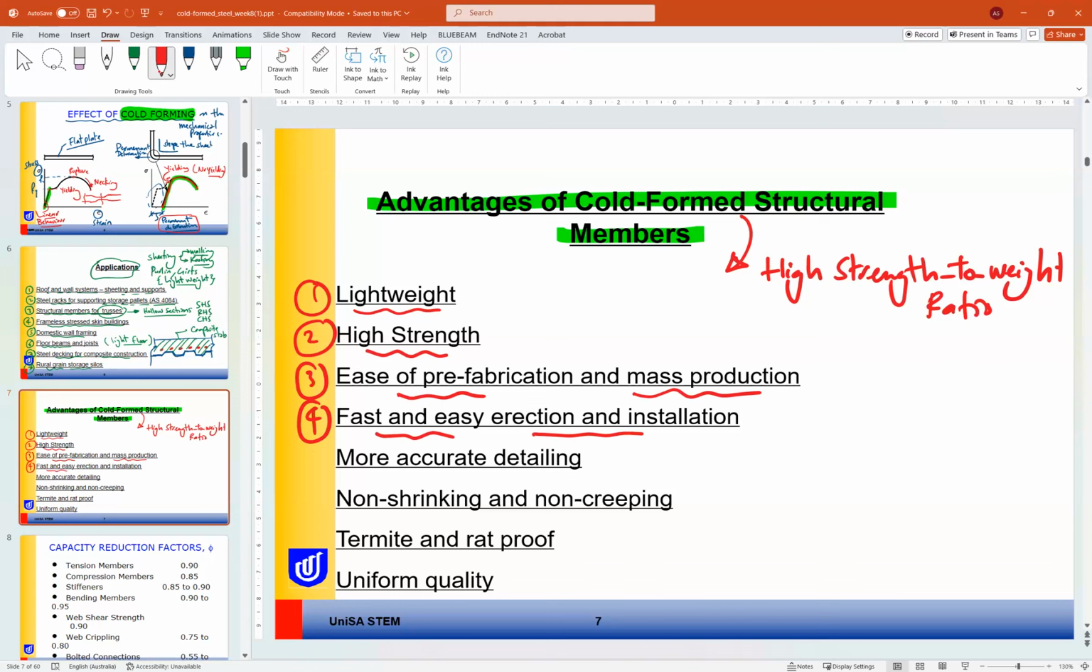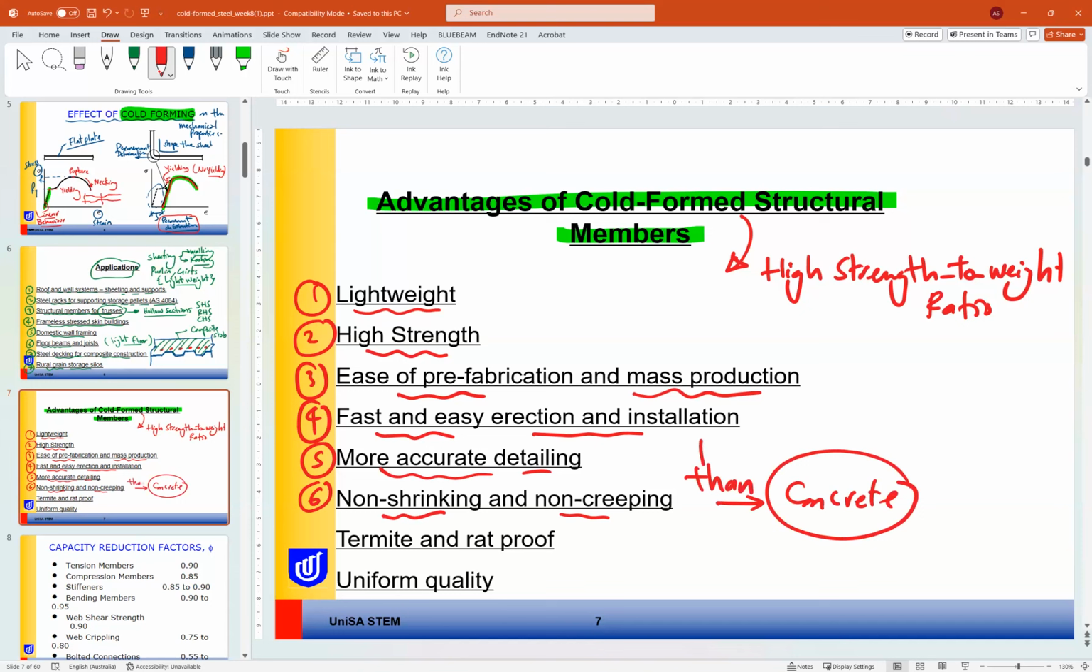Fast and easy erection and installation because of its lightweight, and also we can use fabricated holes and so on. So it is easy to erect and install in the sites. More accurate in detailing because it is cold formed. Non-shrinkage and non-creeping compared to concrete. So it is much better than concrete in this part.